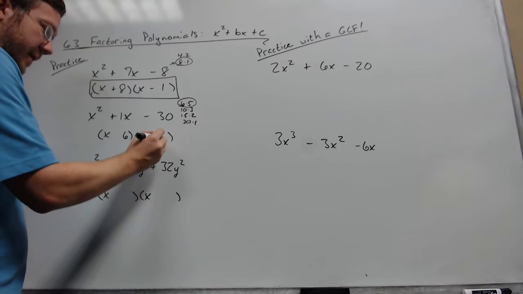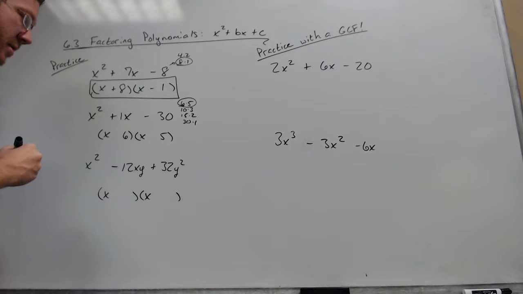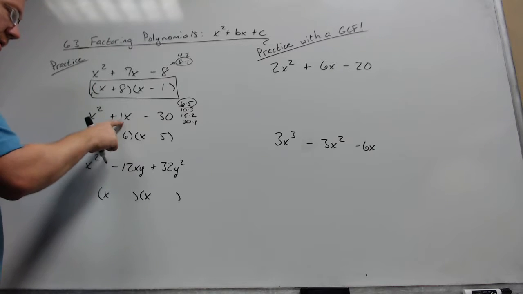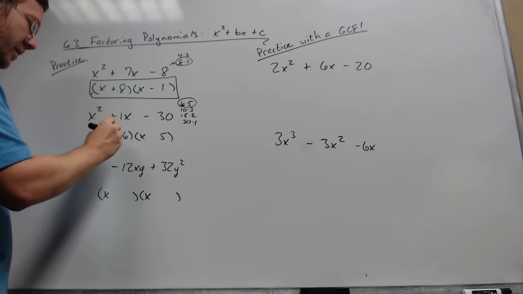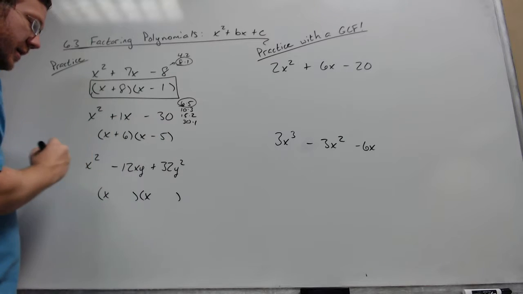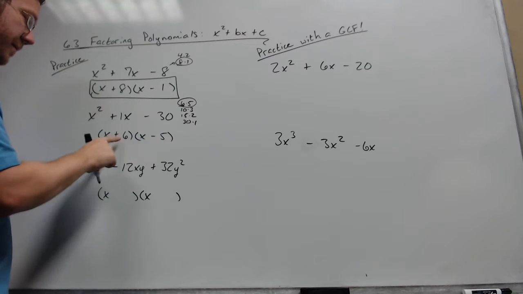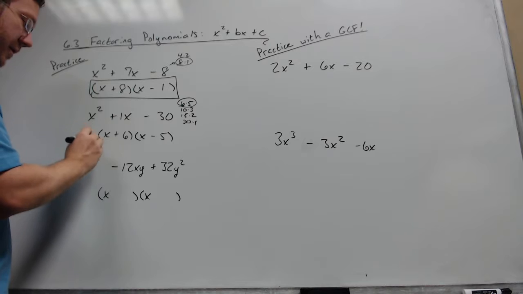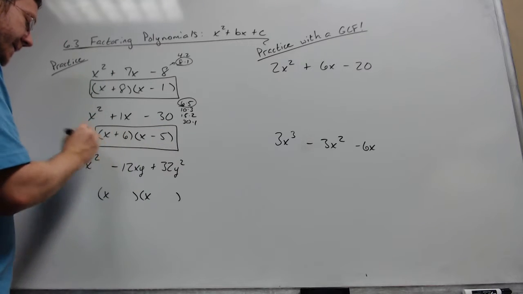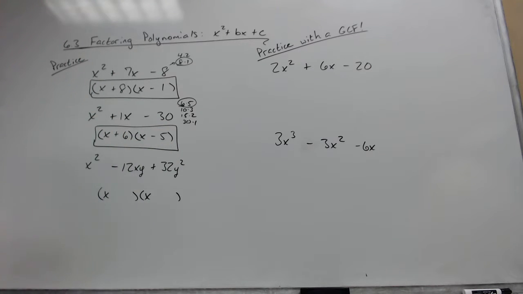All right, 6 times 5 is 30. And to end up with a positive 1 in the middle, we would need positive 6 and negative 5. 6 minus 5 is 1. 6 times negative 5 is negative 30. Just a quick double check to make sure we factored that correctly.